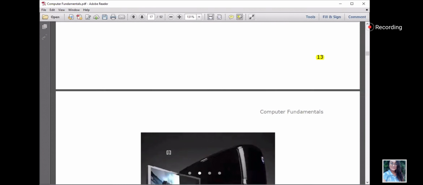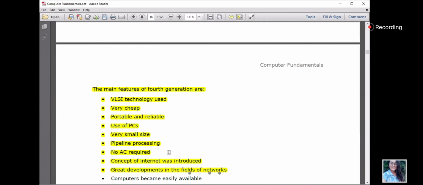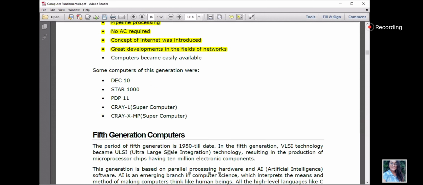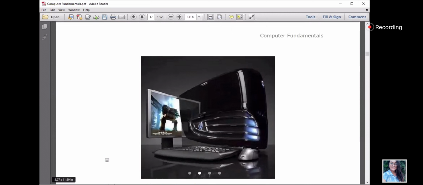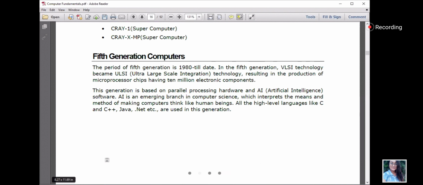Okay, so this was the 4th generation computer. Now the next thing is the 5th generation computer, that is our computer right now. All these high level languages like C, C++, Java, .NET are actually integrated in these 5th generation computers. And this generation is based on parallel processing hardware and artificial intelligence software.